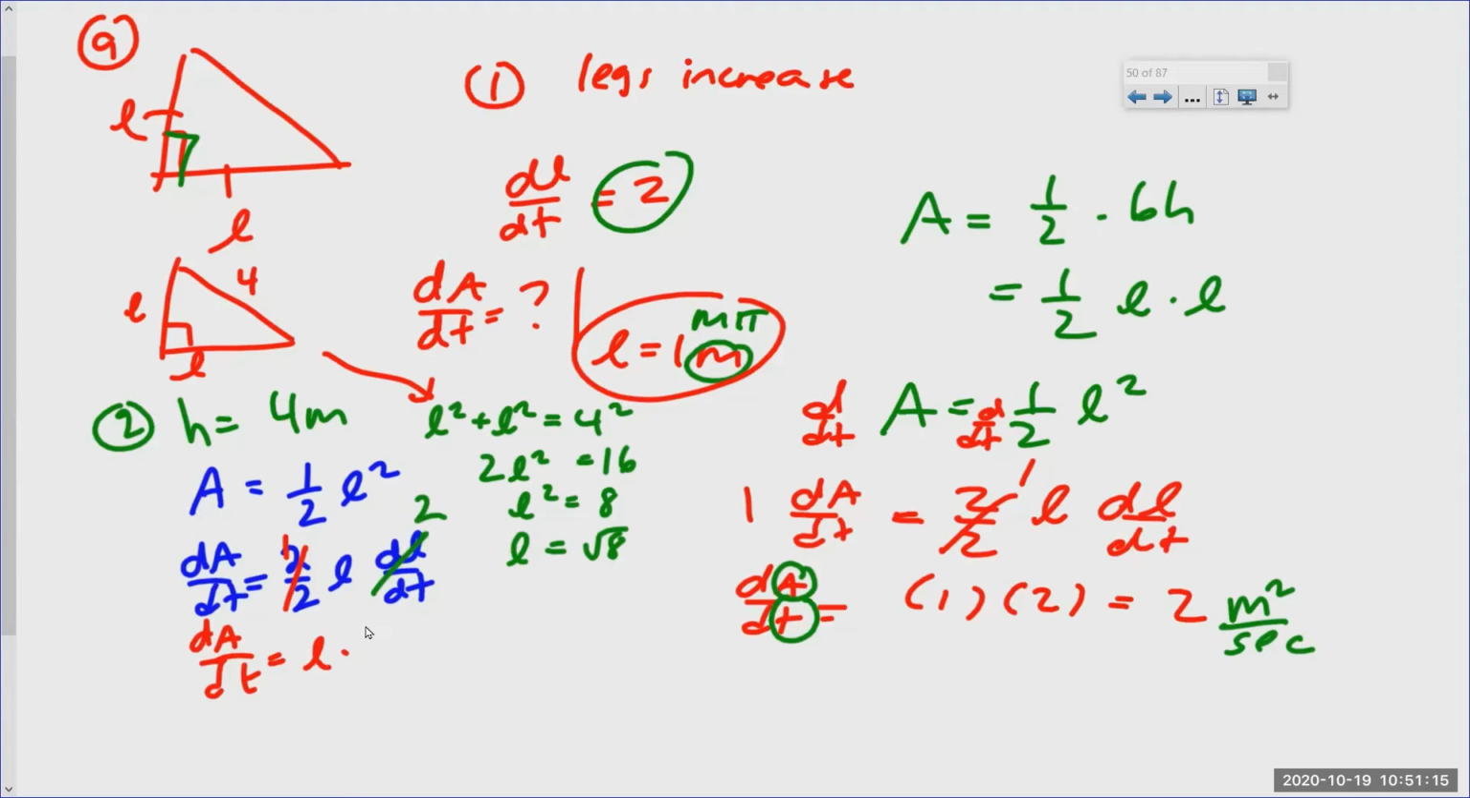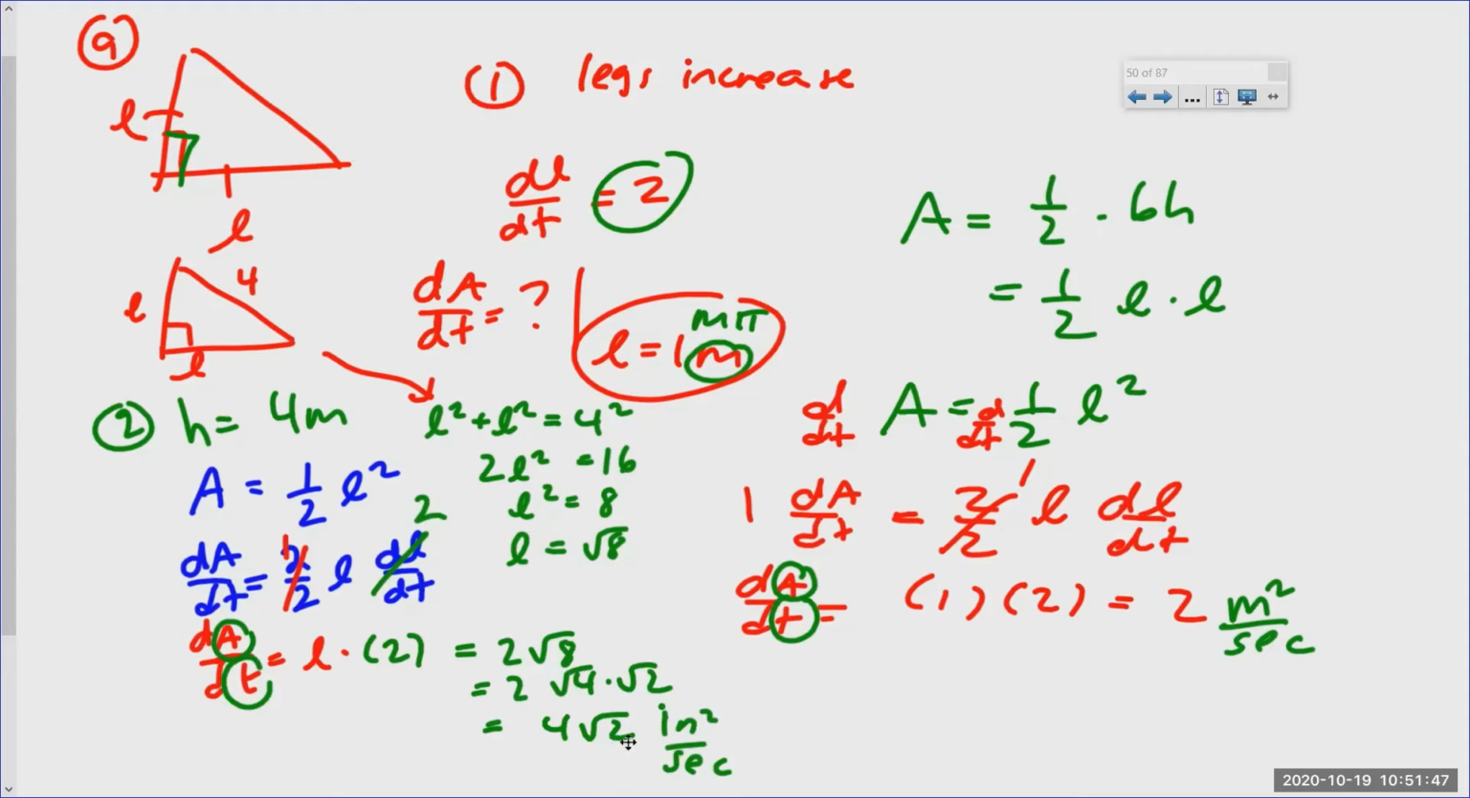So this actually here is L times 2, which is square root of 8 times 2, 2 times square root of 8. But the square root of 8 is really the square root of 4 times the square root of 2, right? So that's actually 2 times 2, which is 4 times the square root of 2. That's my answer. And then I need units for area. So again, that was inches squared, divided by units for time, which you told me was seconds, and I should be done.